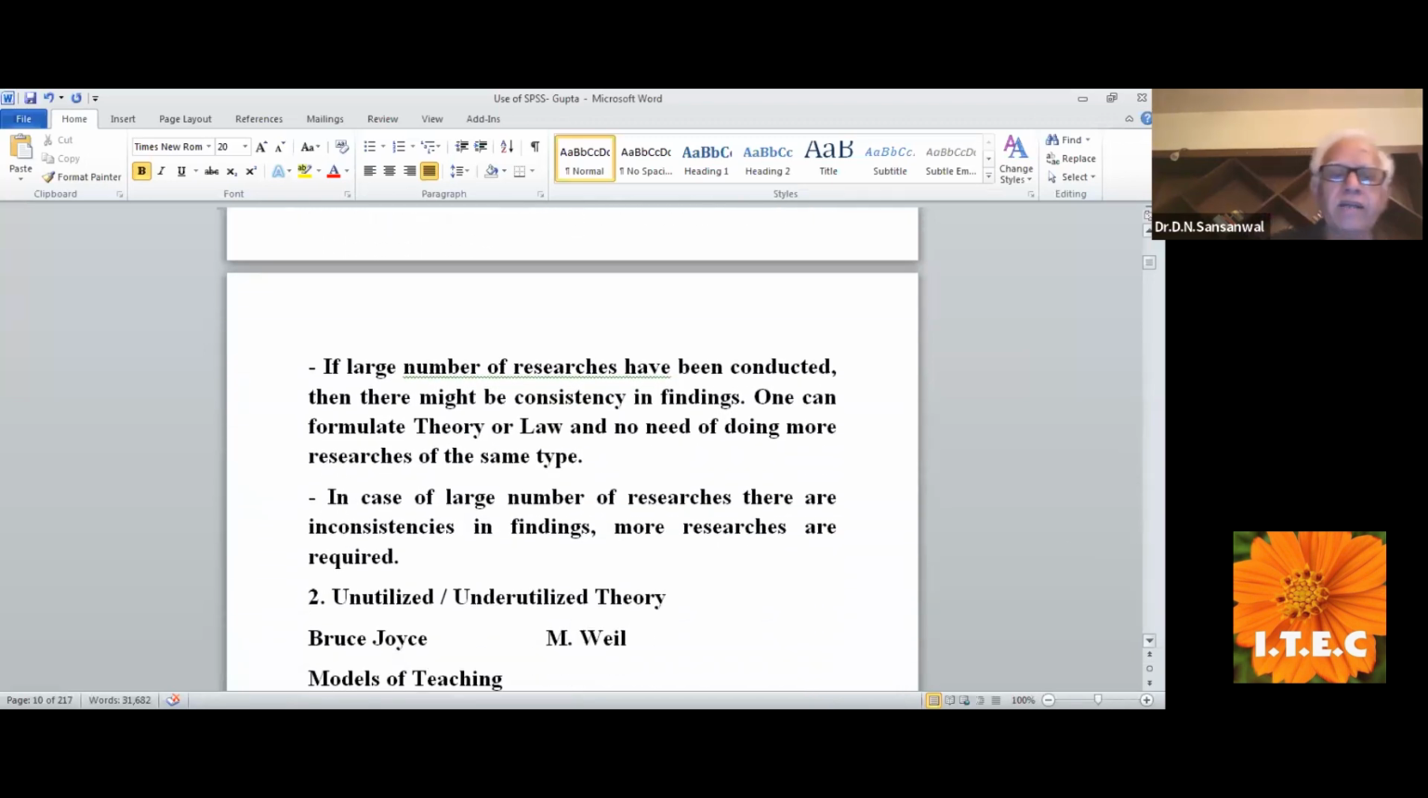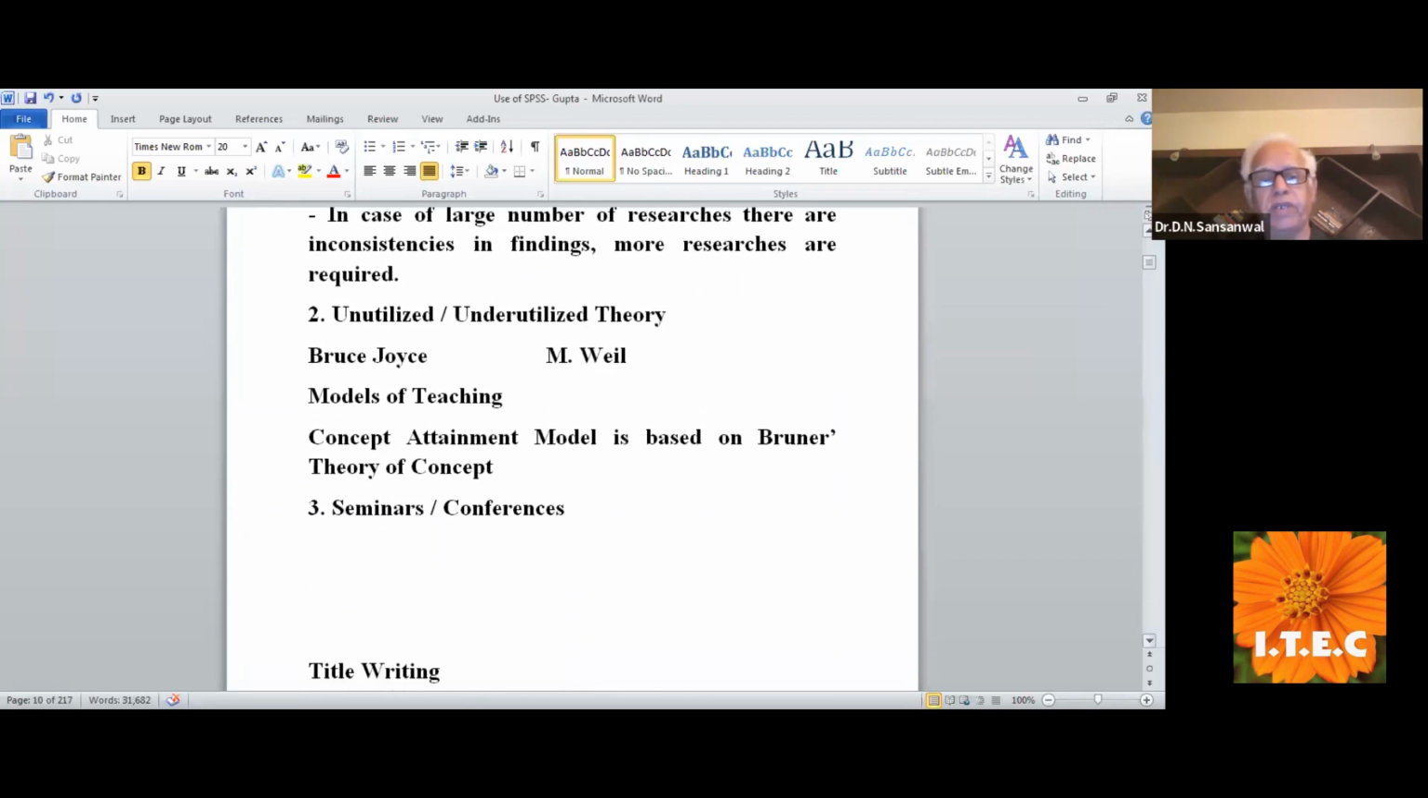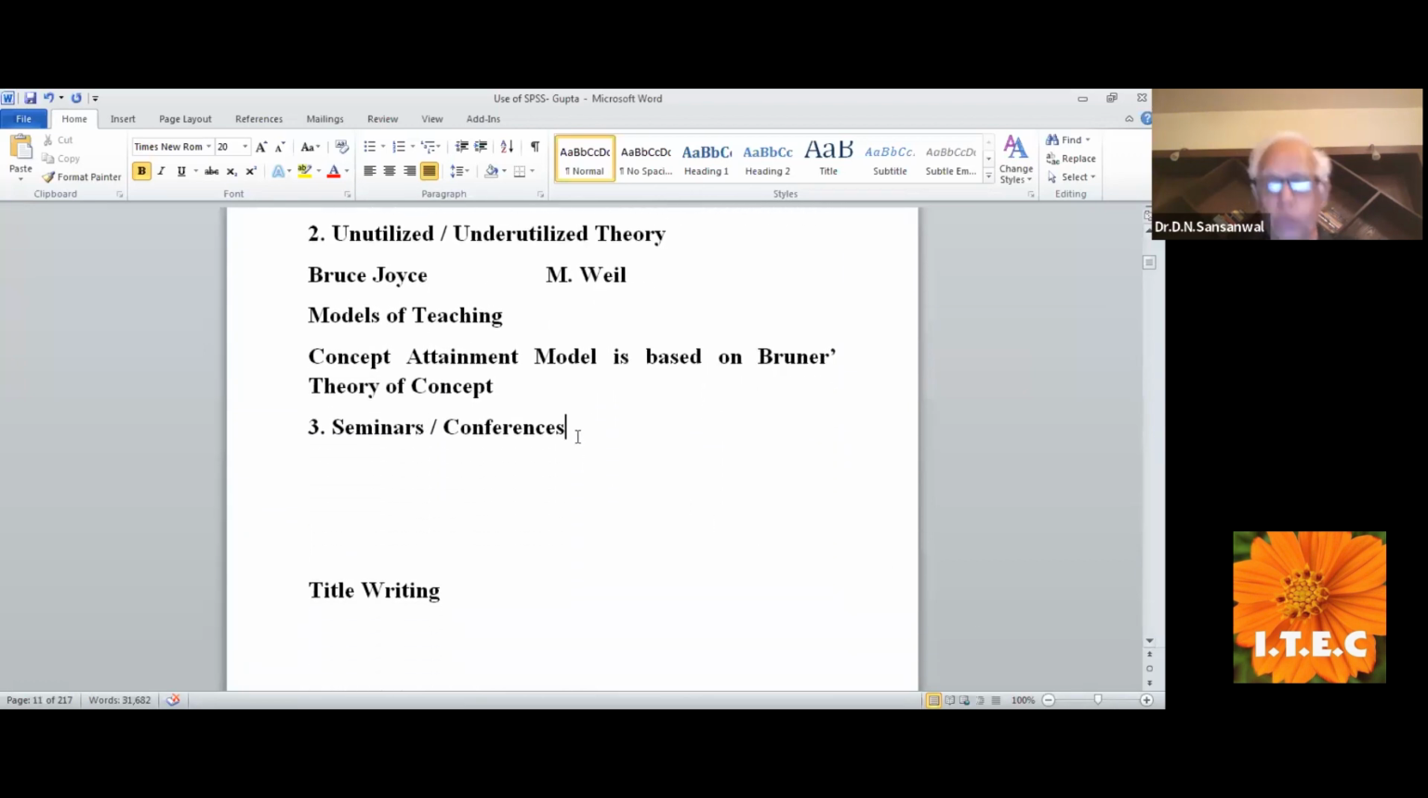Now, these are some of the sources, but there is one more source, and I call it an informal source. For example, radio, newspaper, TV, etc.